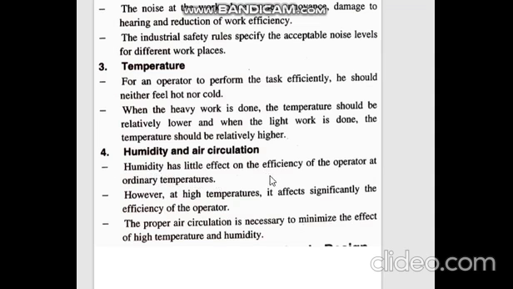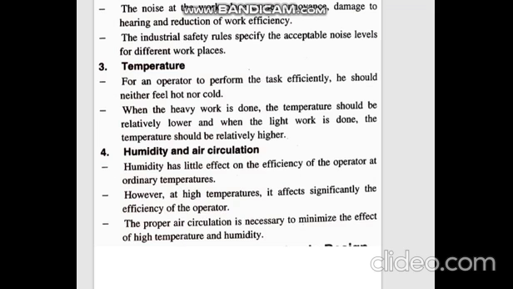Humidity has little effect on the efficiency of the operator at ordinary temperatures. At room temperatures, maybe around 27 degrees centigrade, it has not much effect, but at high temperature, it significantly affects the efficiency of the operator. You see, sometimes humidity is such that a person will be pouring sweat. In such an environment, the efficiency of the operator is drastically affected. Proper air circulation is necessary to minimize the effect of temperature and humidity.